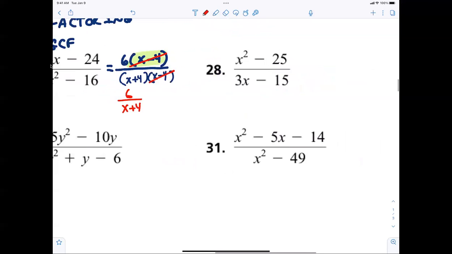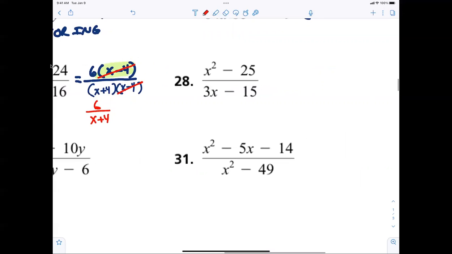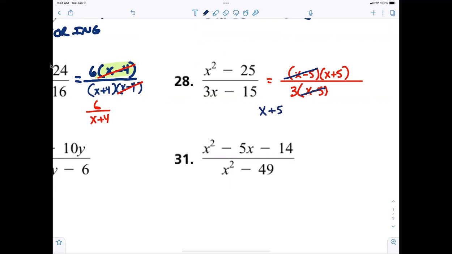All right, here we go on 28. So what does the numerator factor to? X minus 5, X plus 5. And what's common in the denominator? When you factor out a 3, you get what? X minus 5. So now what crosses out? The X minus 5 cancels, so you're left with X plus 5 over 3.